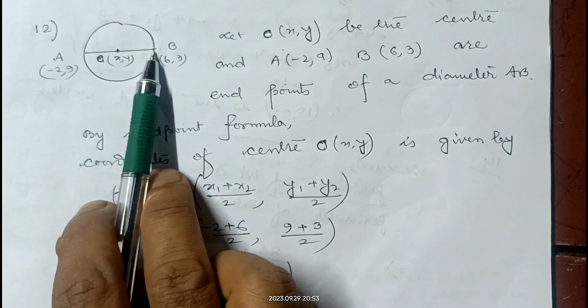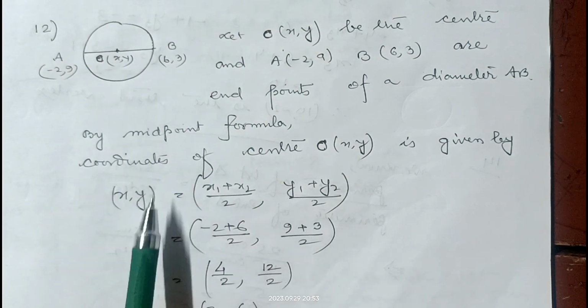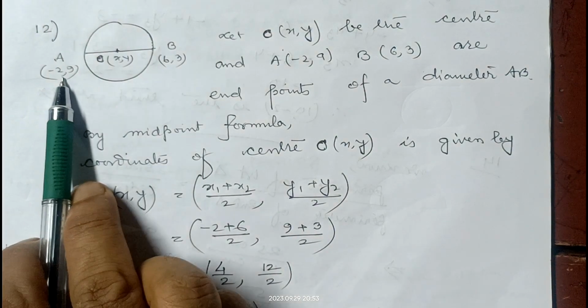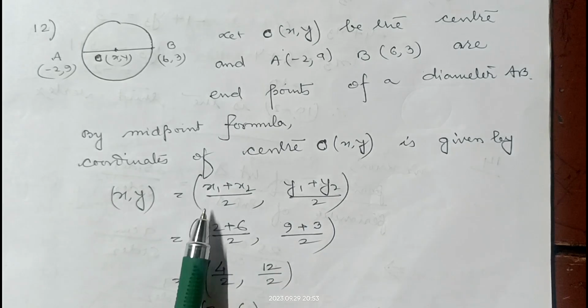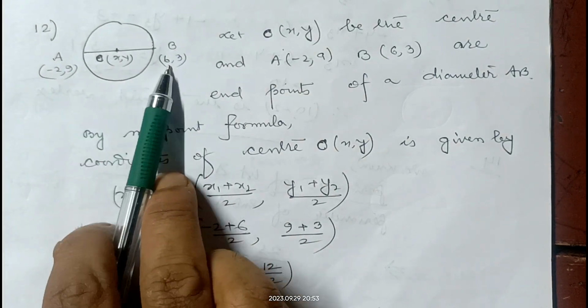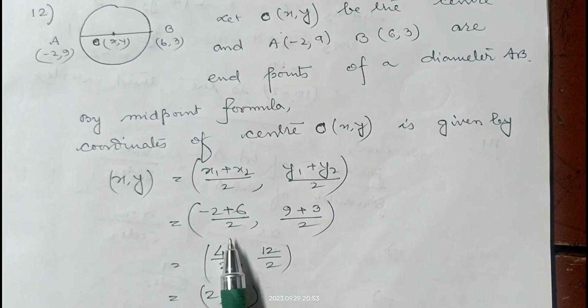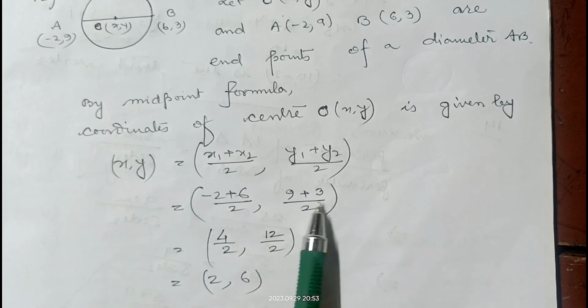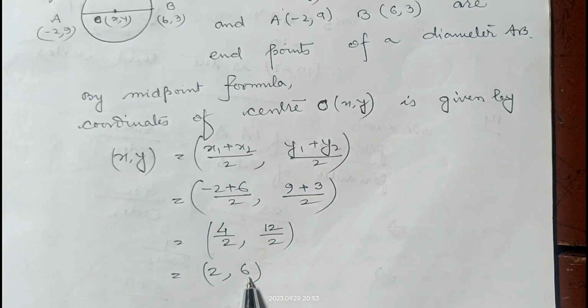Since center is the midpoint of this diameter, so by using midpoint formula, coordinate of center, which is xy, will be x1 plus x2 by 2, y1 plus y2 by 2. Here x1 is minus 2, x2 is 6, minus 2 plus 6 by 2, and 9 plus 3 divided by 2. 6 minus 2 is 4, 4 by 2, comma 9 plus 3 12, 12 by 2. 4 by 2 is 2, 12 by 2 is 6. So 2, 6 is the coordinate of center.